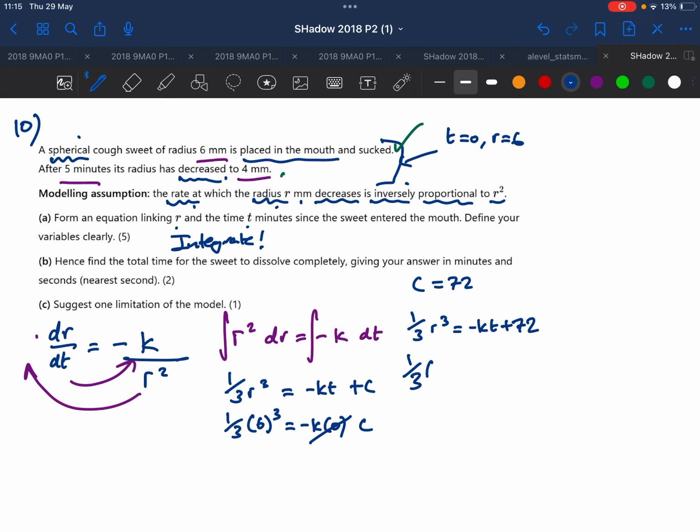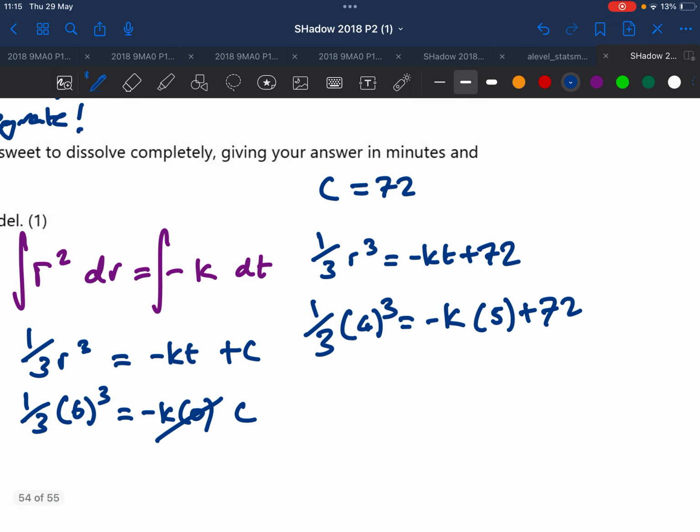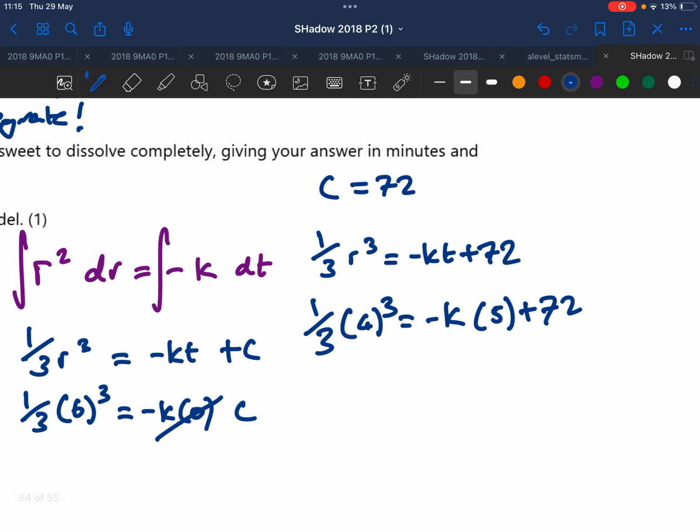So let's do a third, 4 cubed equals minus K, what's T? T is 5, plus 72. So we can do this one here, we can work this one forward. So this is 64. Do I have K? No, I don't have K anywhere. So I guess we're working that one out. A third of 64, take away 72, divided by minus 5 will give me my K value. So let's type all of that in.